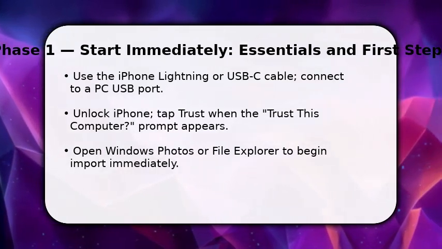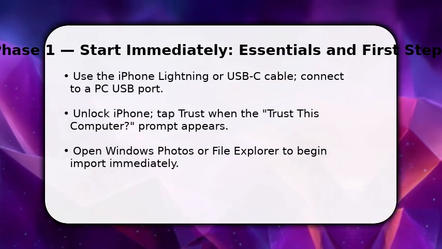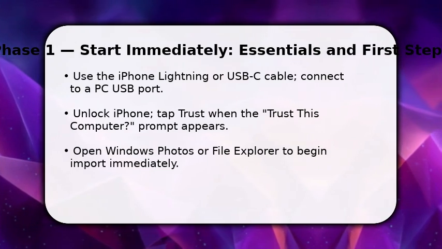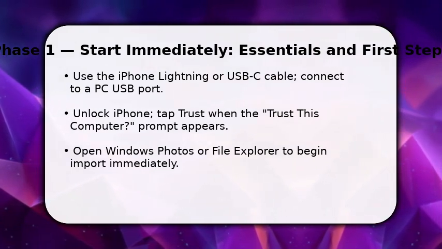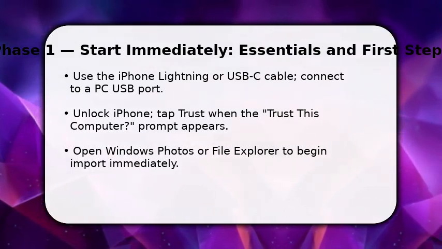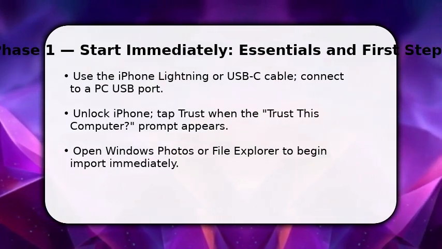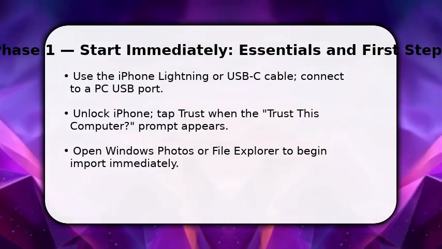Then open Windows Photos or File Explorer. Photos will let you import in batches, while File Explorer shows DCIM folders for manual copies. You do this now because authorization and a direct cable yield the fastest, most reliable transfer compared to wireless methods.